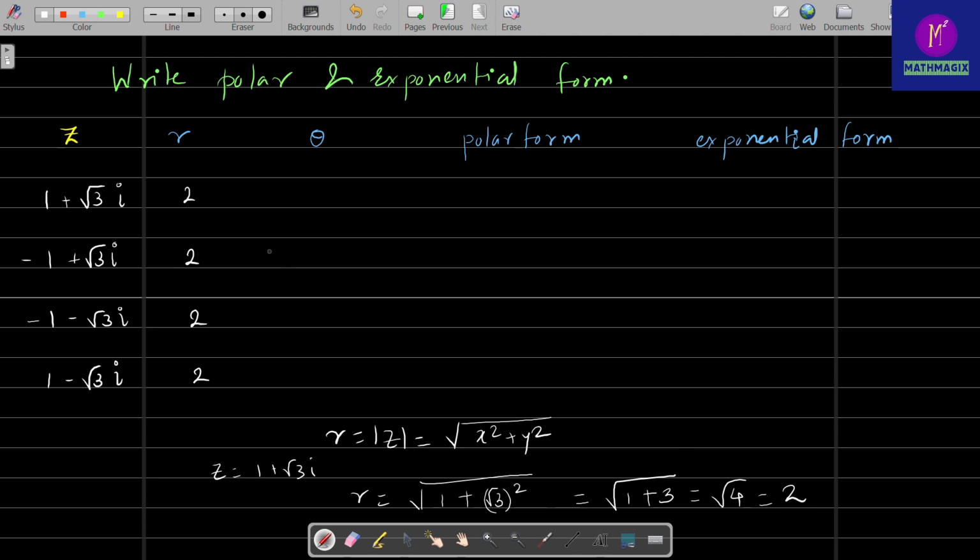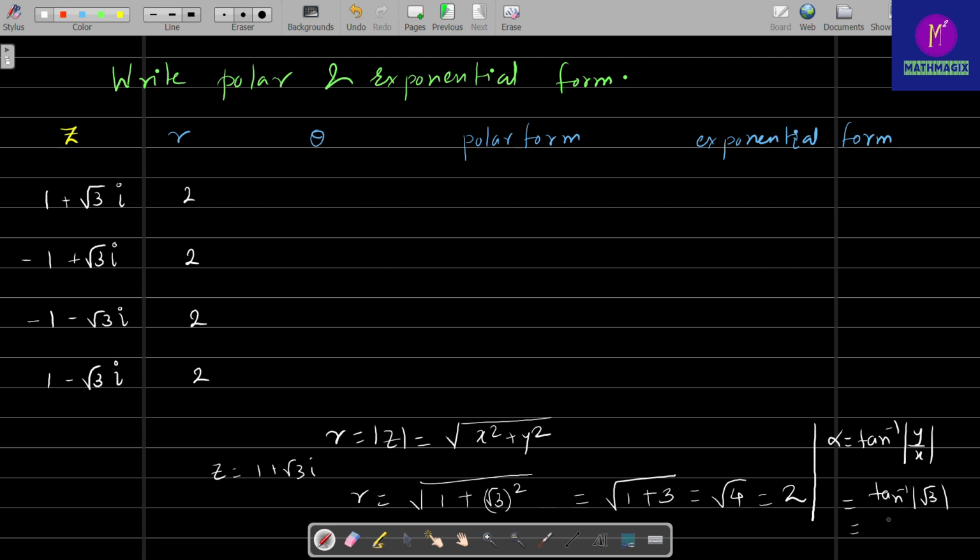So in all cases r will remain the same. Let us see what will happen with theta. Let us try to find out theta. As we know, to find theta, whatever is the value of z, I will always find alpha. So alpha is nothing but tan inverse of mod y by x. In the first case, tan inverse of mod y by x is nothing but tan inverse of modulus of root 3. That is nothing but tan inverse of root 3.